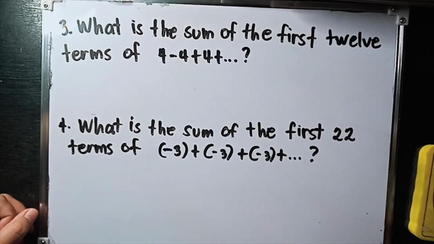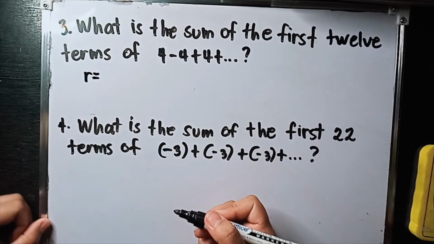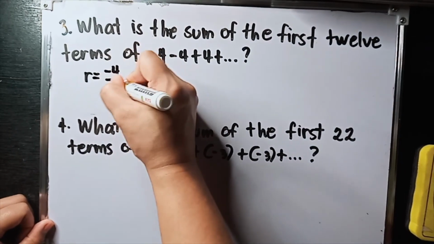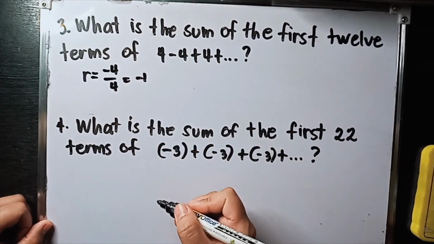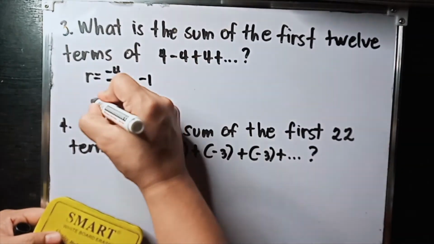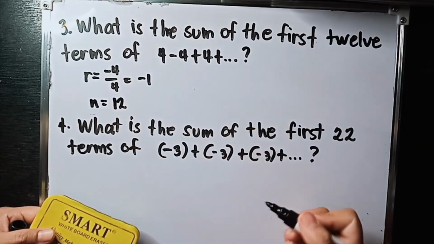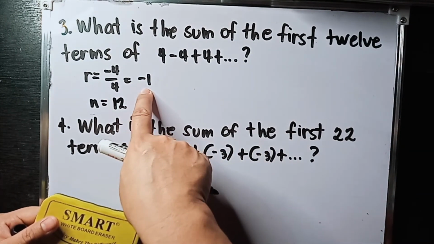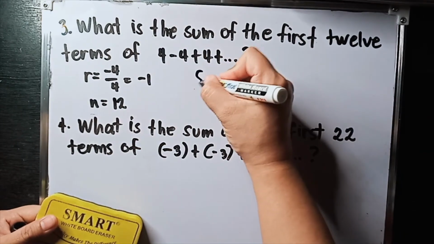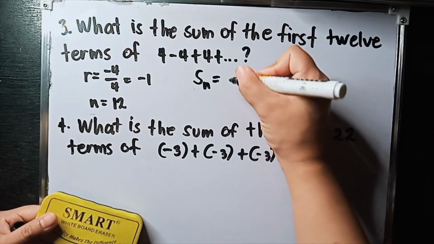Let's have example number 3. What is the sum of the first 12 terms of 4 plus negative 4 plus 4 and so on? So let us find our common ratio first. So we have negative 4 divided by 4, which is negative 1. And then we identify our n. So we are looking for the first 12 terms. So our n is 12. Since our common ratio is negative 1, it means that S sub n is equal to 0.